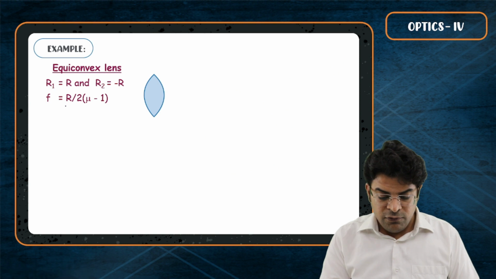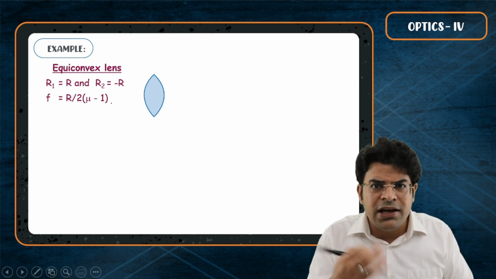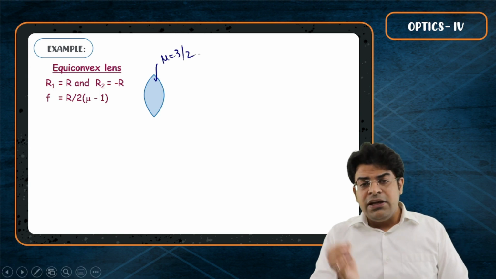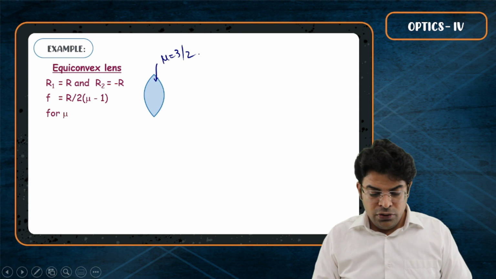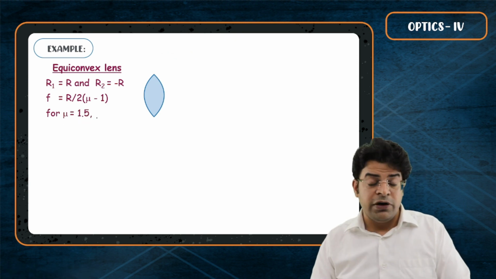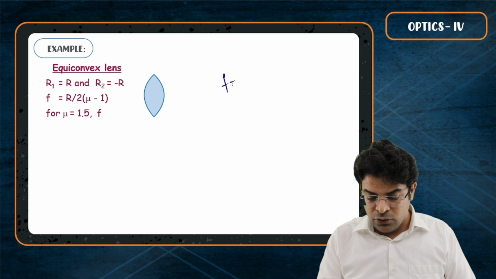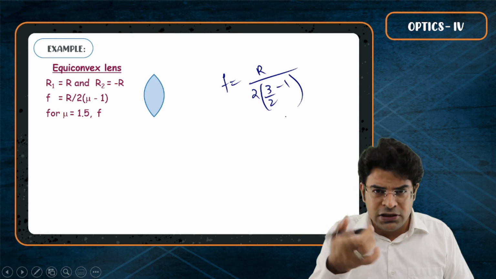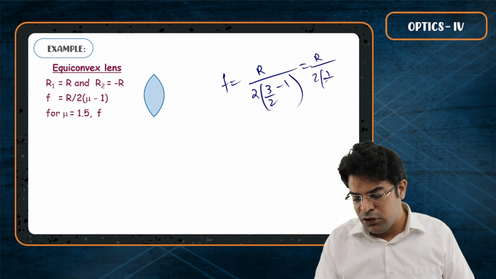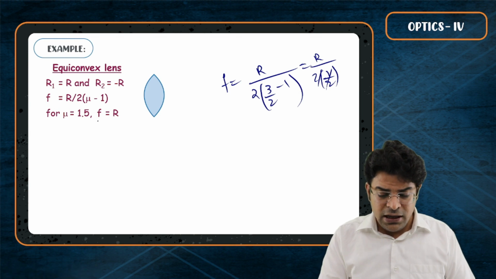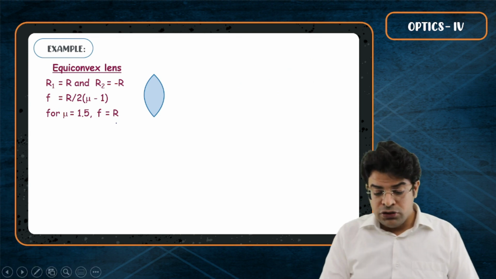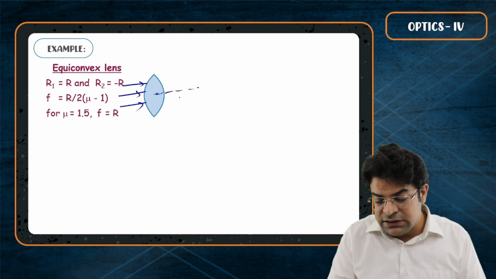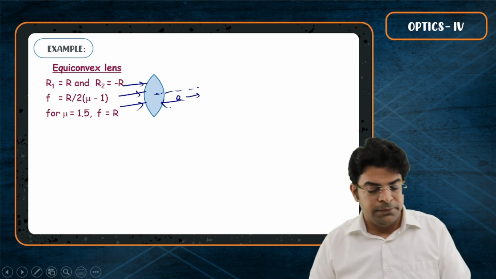Now once you have found this, in the ordinary world, the lenses are made up of glass. So the value of mu is 3/2. When you substitute 3/2 in place of mu, refractive index 1.5, the focal length comes out to be r upon 2 times (3/2 minus 1). And 3/2 minus 1 is half. So you get r upon 2 into half, and 2 into half is 1. So you simply get the focal length equals r. So if a parallel beam is hit on it, then it will focus at a distance r from the optical center.